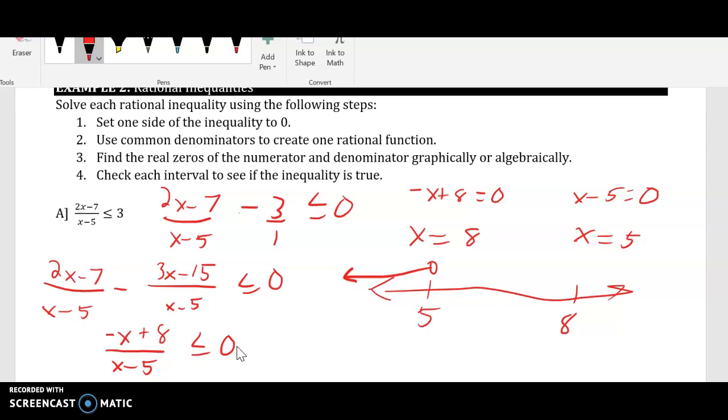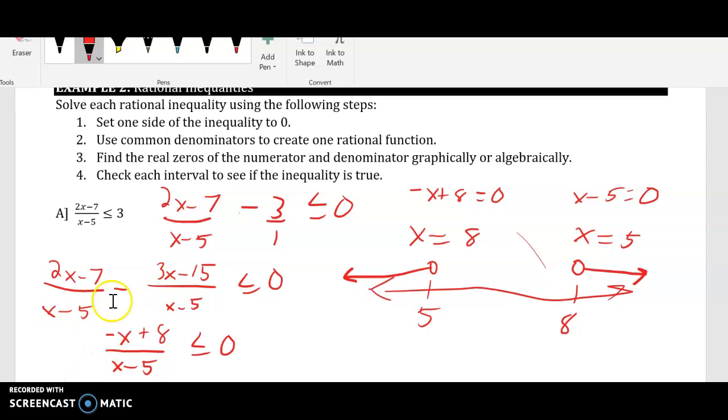Open circles in both places. You can't have 5 or 8 be an answer. If you plug in, let's just say 6, you get 1 on the bottom. You get -6 plus 8, which is positive 2. That is not less than 0, so we're not in here. And then if you plug in, let's just say 10, you get a -2 on the top over 5. That is negative, so your solution is also this way.